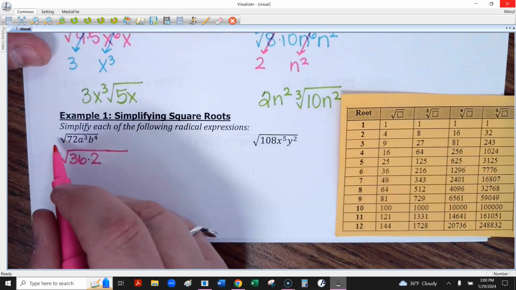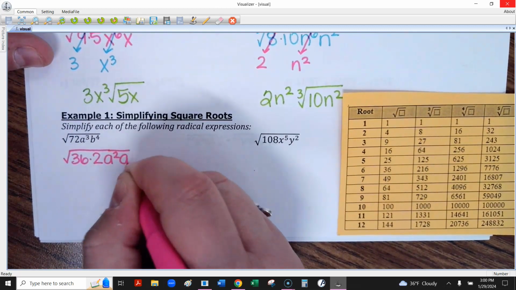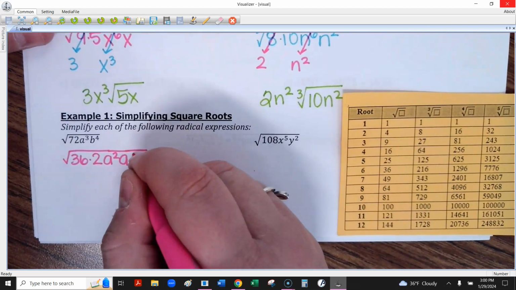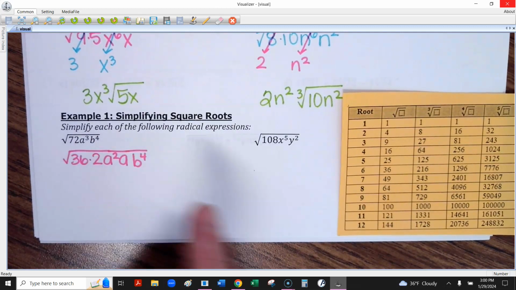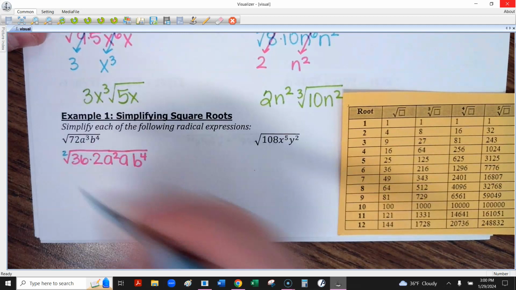Now, my a to the third, I'm going to break apart as a squared times a, because we're working with a square root, so I need my exponent divisible by 2. Out of 3, the biggest number 2 would go into would be 2. I will leave the b alone. That's already written in a format that's a perfect square because that exponent is already divisible by 2, which is the index of our root, so we're good.